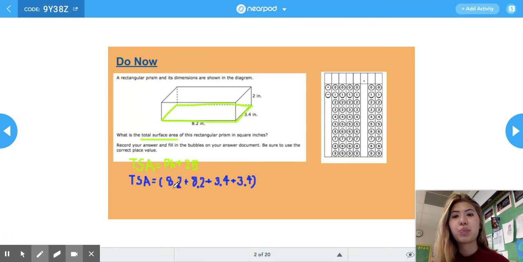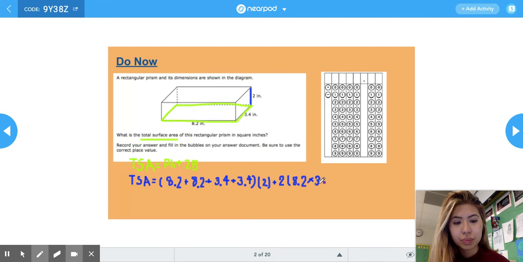Then we have to multiply the perimeter of the base shape by the height of the shape, which in this case is going to be 2. Then we're adding that to 2 times the area of the base. So since the base shape is a rectangle, I'm multiplying one side length by the other side length. So then I'm multiplying 8.2 times 3.4. And now I have to calculate the value.